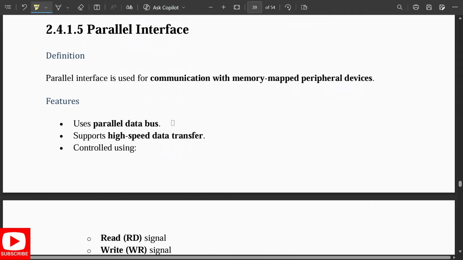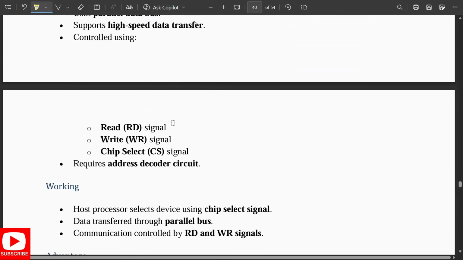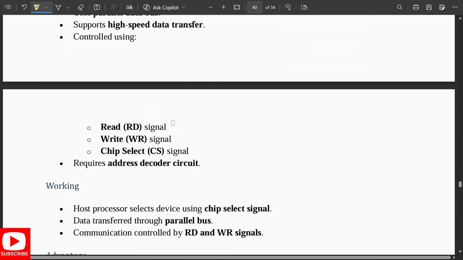Next comes the parallel interface. Here it is communication with memory-mapped peripheral devices, using a parallel data bus for high-speed data transfer. It is controlled by read signal, write signal, and chip select signals.